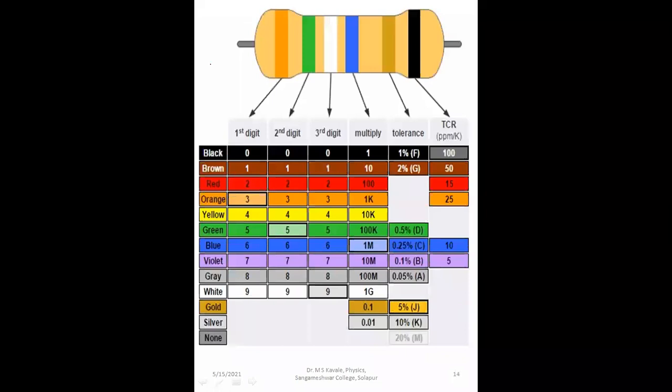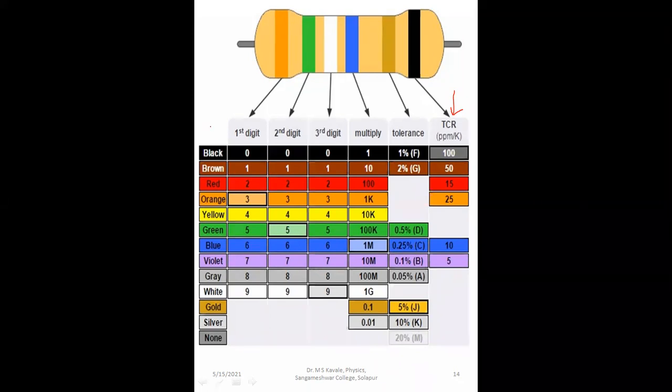After that, suppose we have more bands on the resistor, then depending upon the tolerance, multiplier, first digit, second digit, and third digit, and also if we have TCR, that is another band present on the resistor, then that is nothing but the temperature coefficient of resistance, ppm per Kelvin. So here you can find out the value of the resistor depending upon the color of the band.